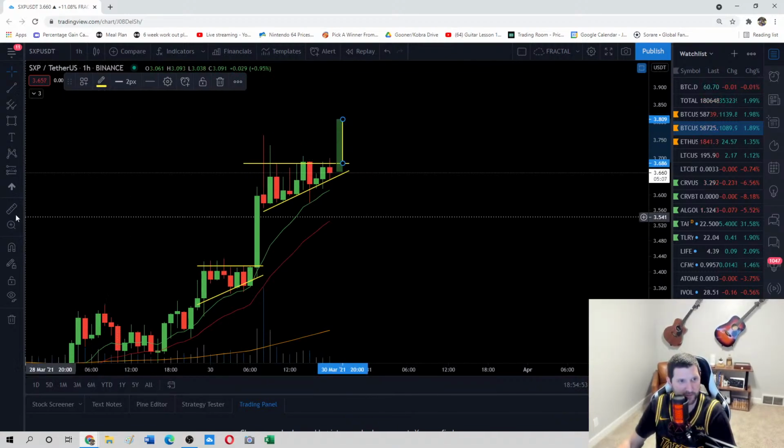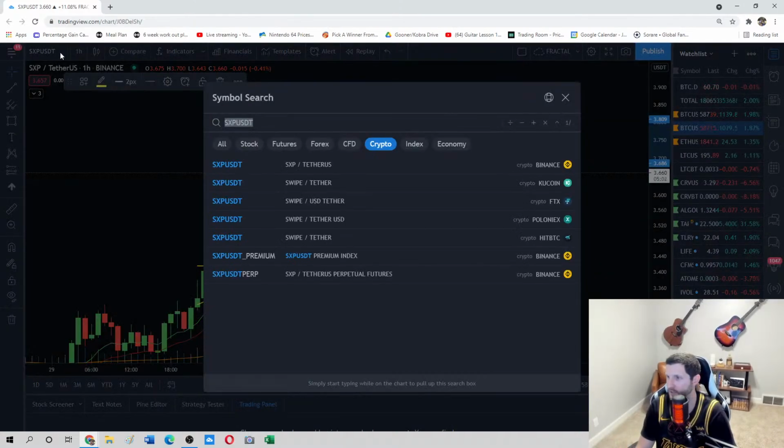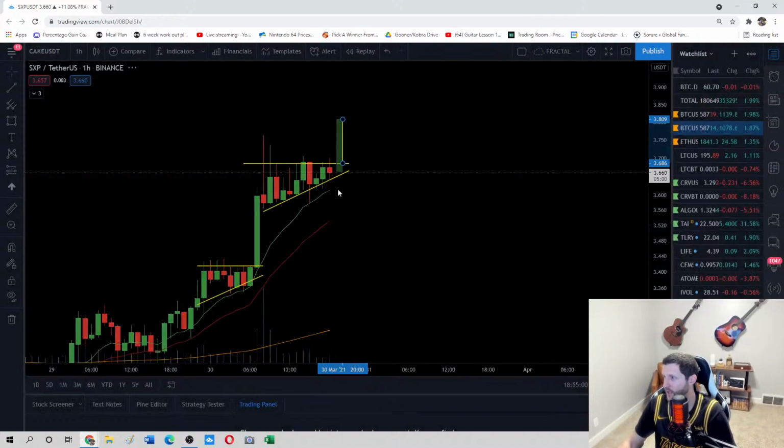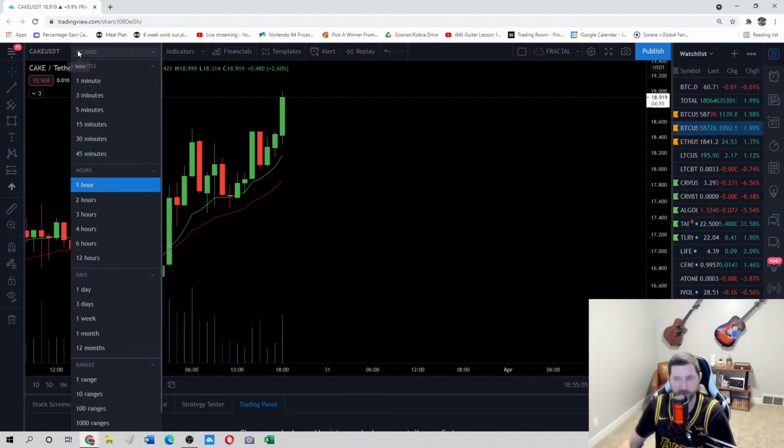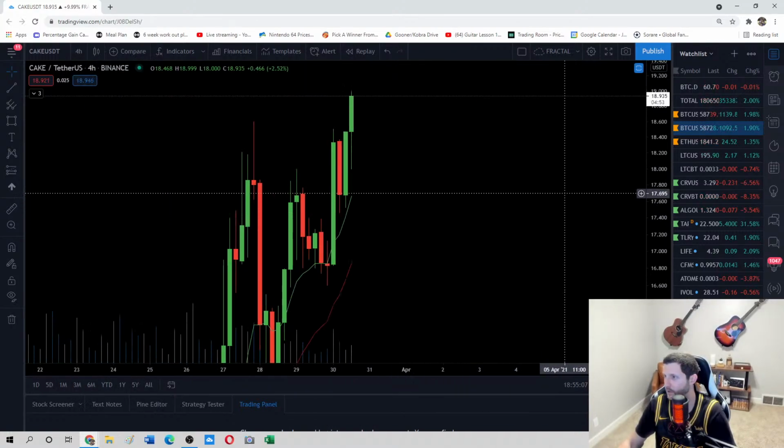For ascending triangle, maybe CAKE/USD at 4H, and probably breakthrough. Am I right? Sure, I will look at CAKE. Let's see. CAKE, Tether. So what time frame? 4H. All right, let's look at the 4 hour.